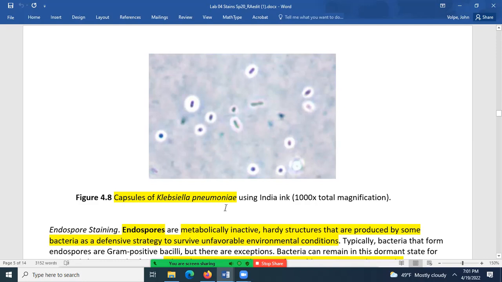Okay, and I got this from a picture from somebody, and like I said, the picture says that this is India ink. I can look at this and tell you this is not India ink, because India ink stains the background very darkly, and it lightly stains the cells. It does stain the cell, but not this darkly.